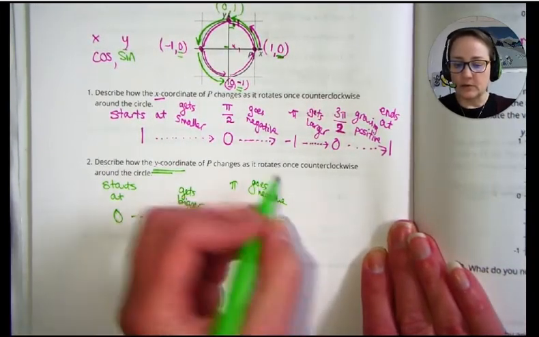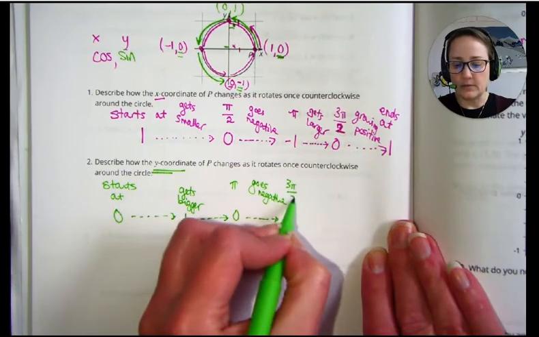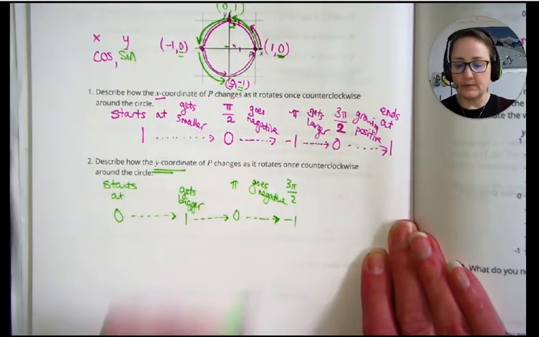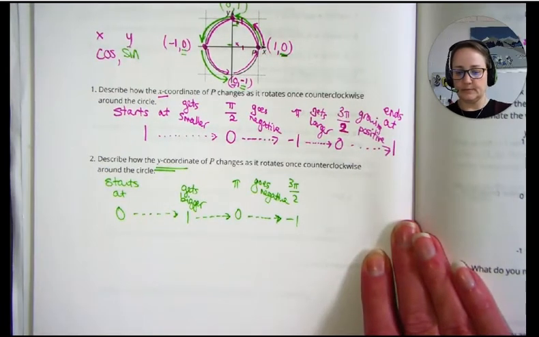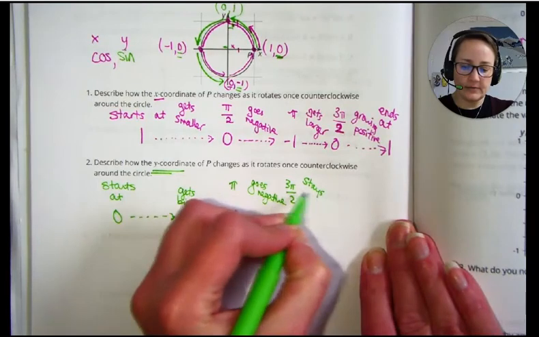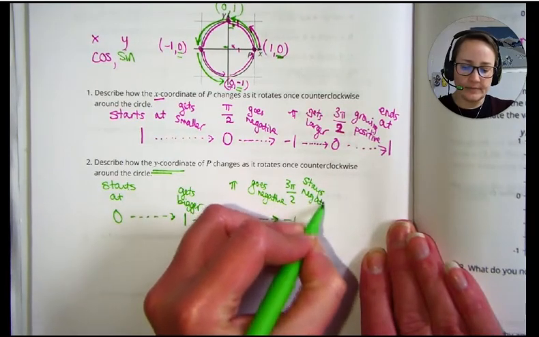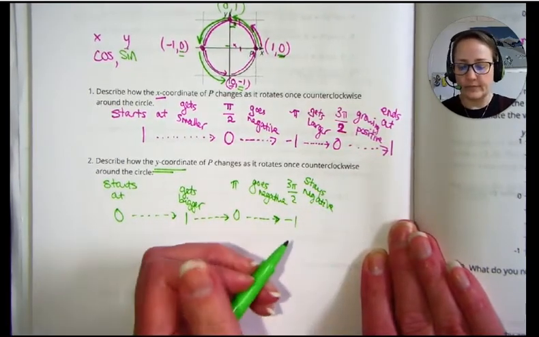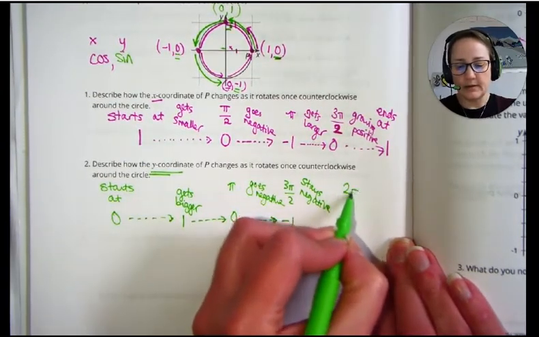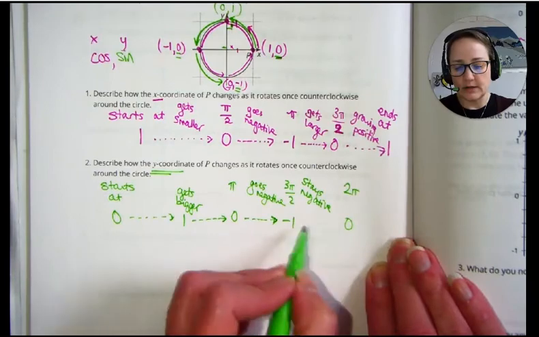Goes negative until we're at 3 pi over 2, at which point it is at a -1. So then here it stays negative. And by the time we get back to 2 pi, we're right back to where we started at 0.